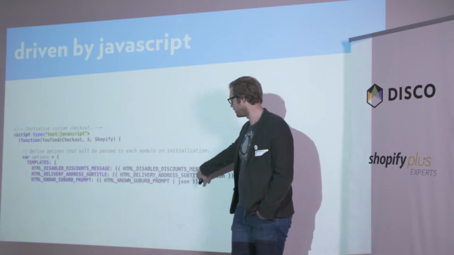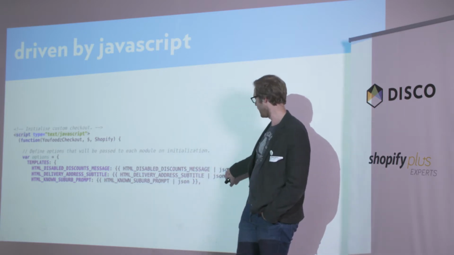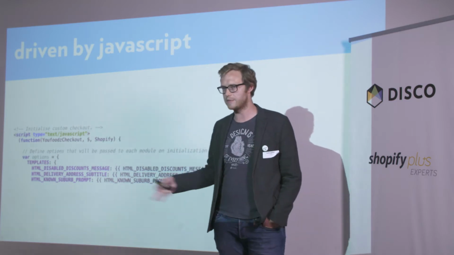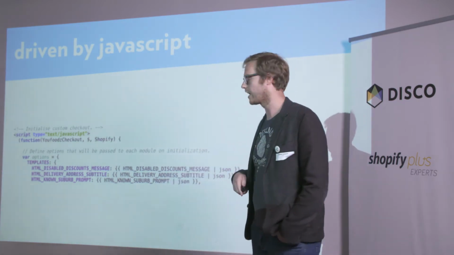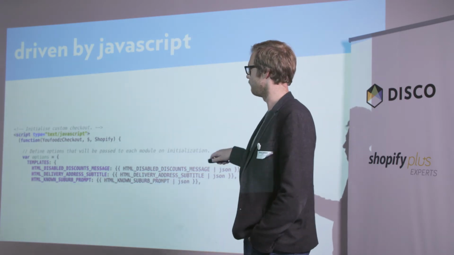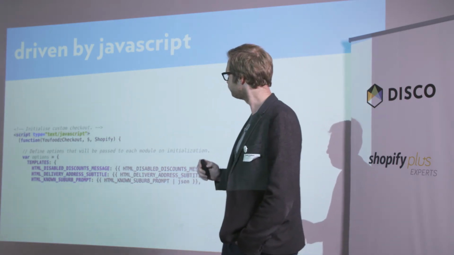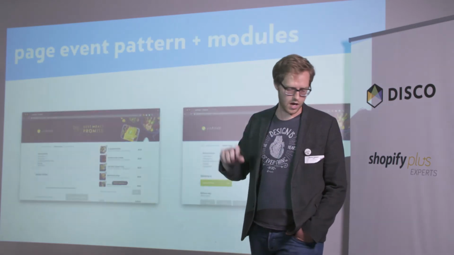We pass the liquid variable there, and if you pass that to the JSON filter, it escapes all the HTML. So you can edit all your HTML like you would normal liquid, and then render it in JavaScript when you need to. I think that's all I had.